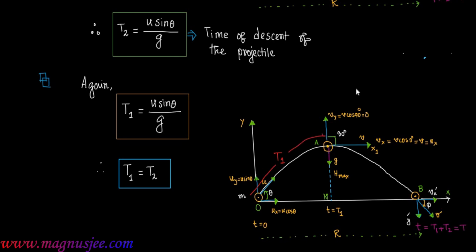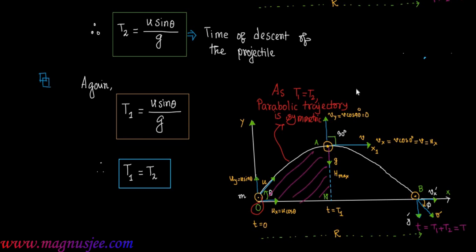Now T1 is the time taken by the projectile to move from the point O to A, and T2 is the time of descent, which is the time taken by the projectile to move from the point A to B. As T1 is equal to T2, this parabolic trajectory, or path, will be symmetric. That means the left hand side configuration and right hand side configuration will be symmetrical to each other. That means the parabolic trajectory is symmetric for the motion of the projectile.